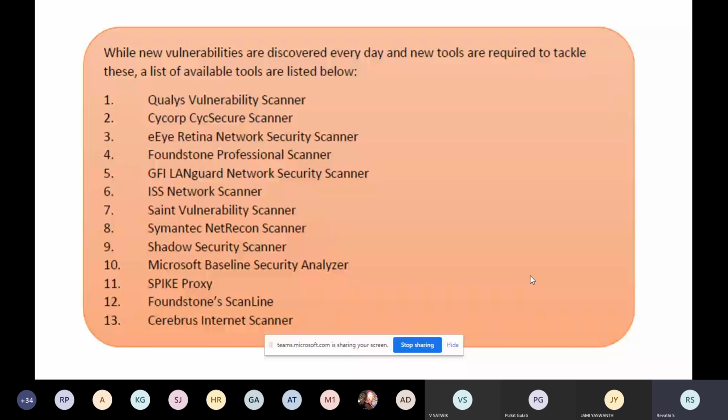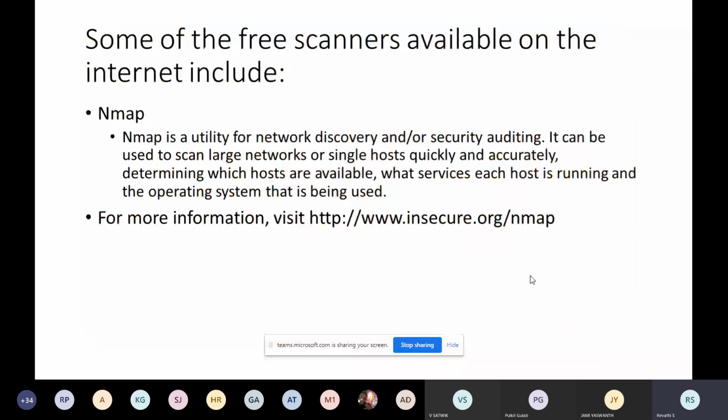So Nmap is a free scanner that we use in Kali Linux. It is open source. It will scan the network, and it will also scan the services on a host independently, quickly and accurately.